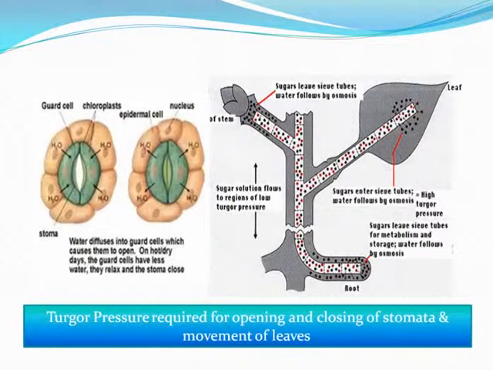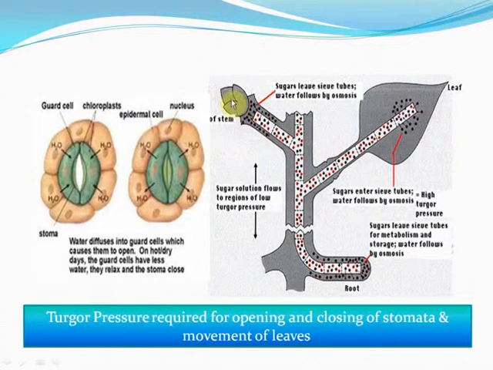Here we can see the turgor pressure which is required for the opening and closing of stomata and movement of leaves. Here we can see the opening and closing of stomata, the guard cells, the chloroplast. This is the open stomata. Water diffuses into the guard cells which causes them to open. On hot or dry days, the guard cells have less water. They relax. And what happens? The stomata close.